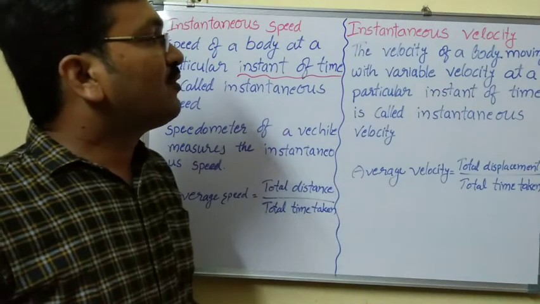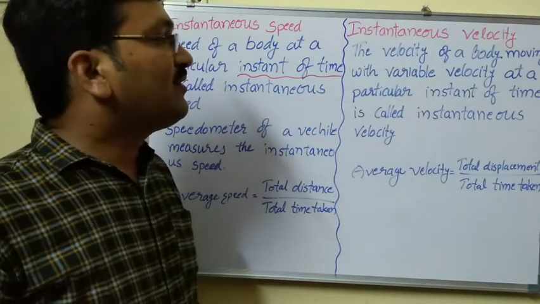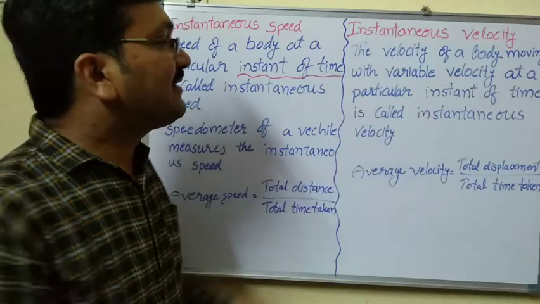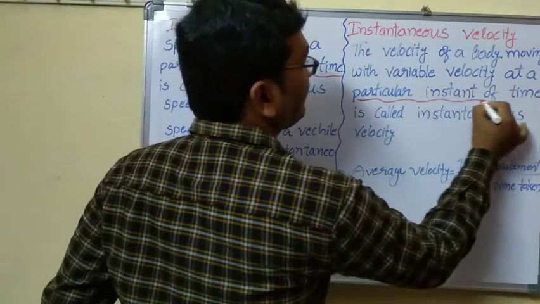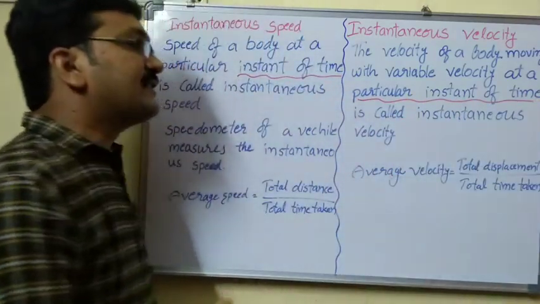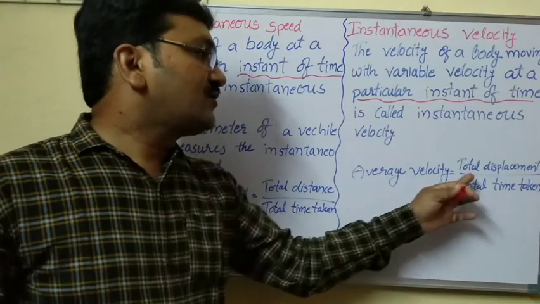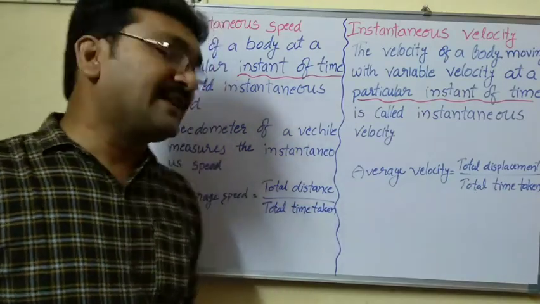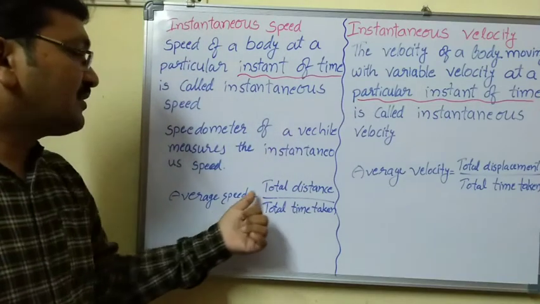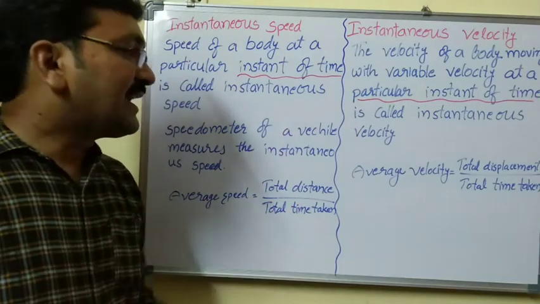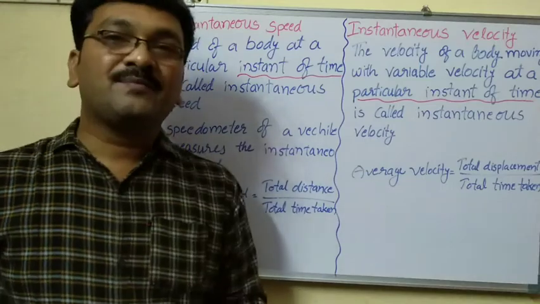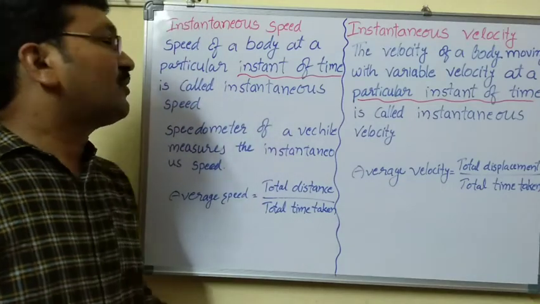The velocity of a body moving with variable velocity at a particular instant of time is called the instantaneous velocity. Here, average velocity equals total displacement by total time taken. Average speed equals total distance by total time taken. Okay, this is one more topic.